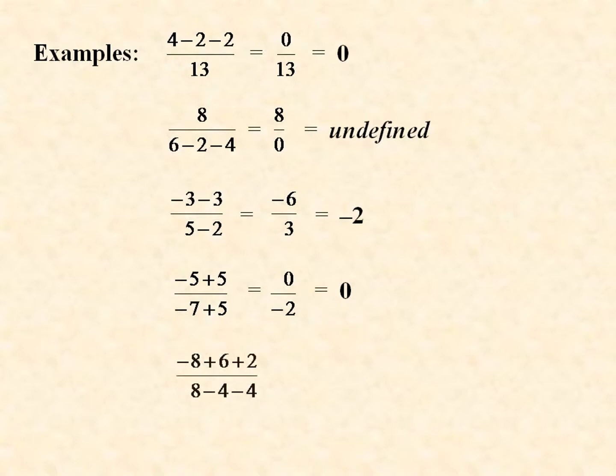Negative 8 plus 6 plus 2 over 8 minus 4 minus 4. That gives you 0 over 0. Well, you cannot have 0 in the denominator, so that one's also undefined.